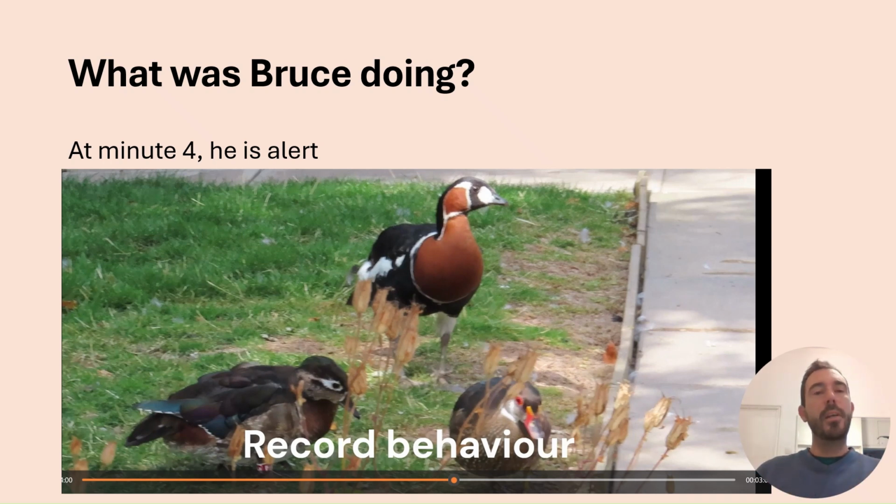And this would be something that we could consider again in a discussion. Is it because there are other birds present and there's a valuable food resource that's been scatter-fed? Bruce wants to see where the food is, but also where the other animals are and where they might be foraging. So if you were going to discuss this behaviour later, that environmental and social context would be really important. But for this activity, at minute 4, Bruce was alert.